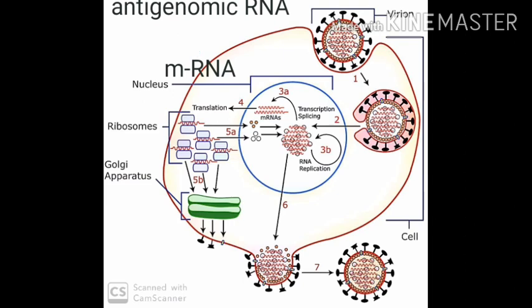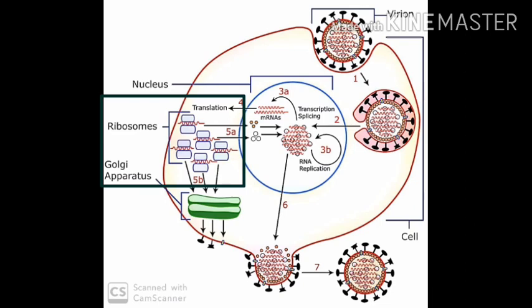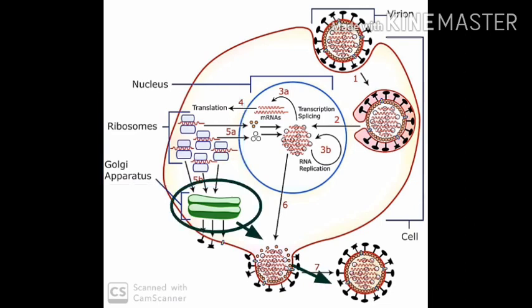Translation process. The mRNA goes into the RER, meaning rough endoplasmic reticulum, and combines with a ribosome and forms the viral proteins which are helpful for the viruses. At last, with the help of the Golgi apparatus, the coronavirus can be released.